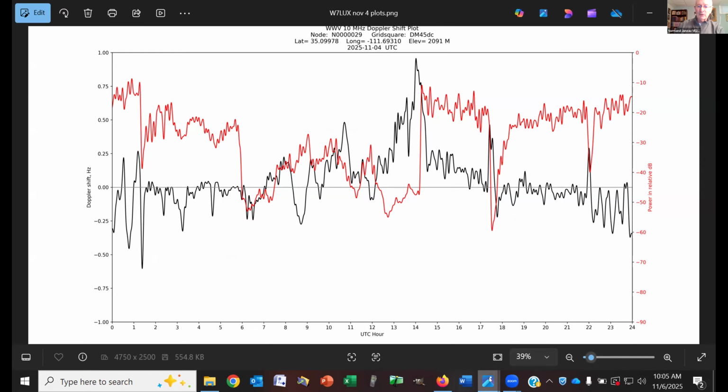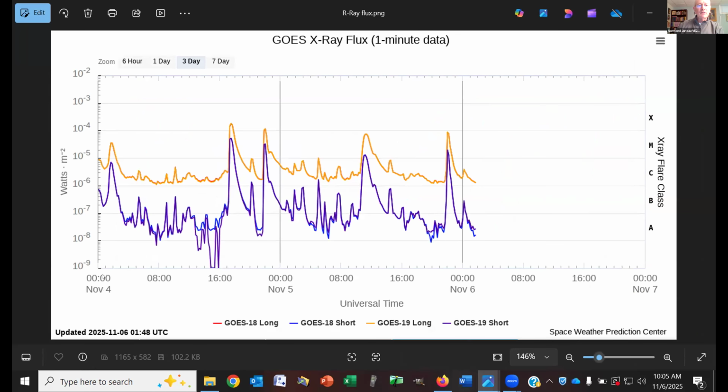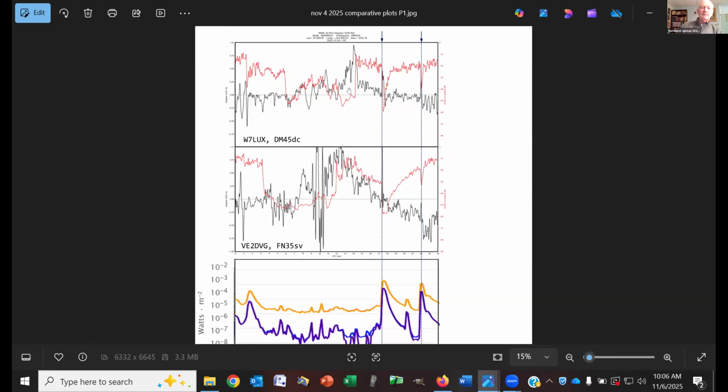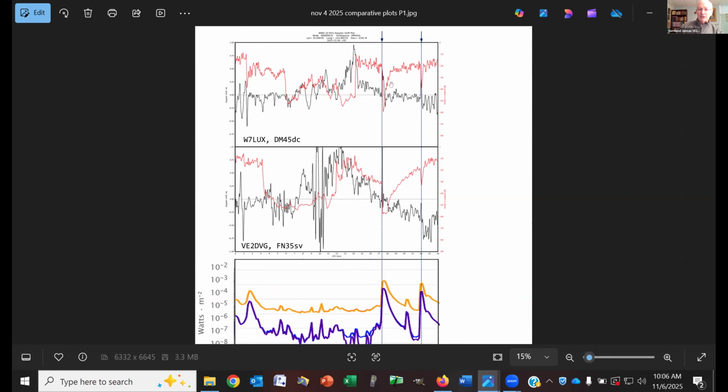So I went to look at the X-ray flare graphs, and on November 4th we had two bursts corresponding at the same time. So I put that on the same plot here, where above we have Joe's graphic, mine here, and then the X-ray plot in the back where the two bursts occur, and we see the results on our respective Grape 1 stations.